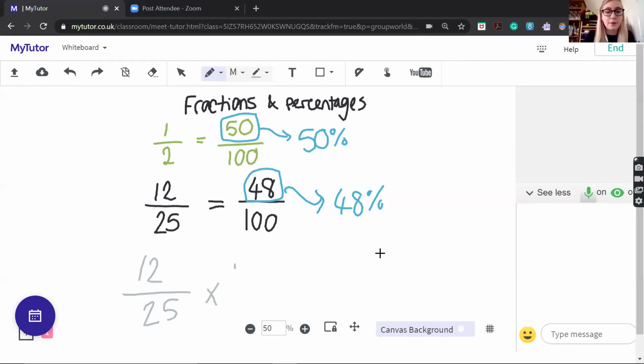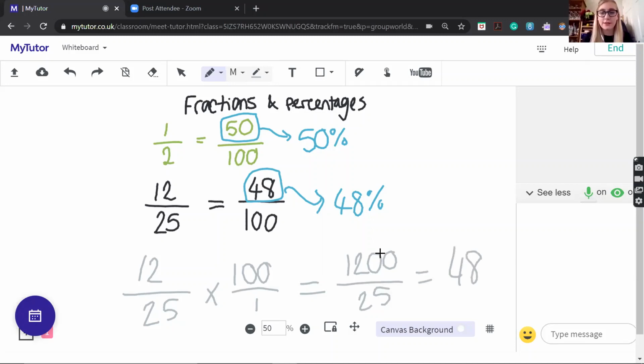So we'll times it by 100, which is like timesing it by 100 over 1. So we get 1,200 over 25. And then if you simplify that down, you will see that that is also going to give you 48. And then you just whack a percentage sign on the end. So these two methods are exactly the same thing. The nice simple method, just make it something out of 100.